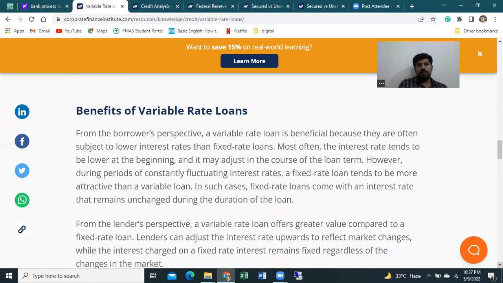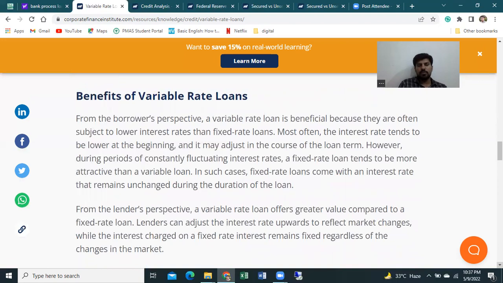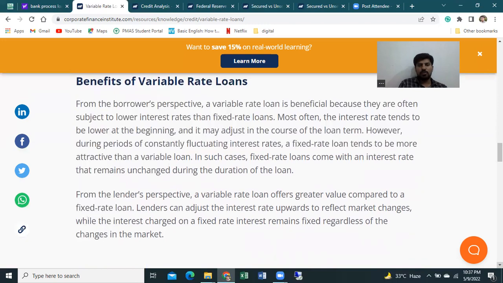The benefits of variable rates for borrowers: variable rate loans are beneficial because they are often subject to lower interest rates than fixed rate loans. Most often the interest rate tends to be lower at the beginning and adjusts over the course of the loan term. However, during periods of rising interest rates, fixed rate loans tend to be more attractive than variable loans, as fixed rate loans come with an interest rate that remains unchanged during the duration of the loan.